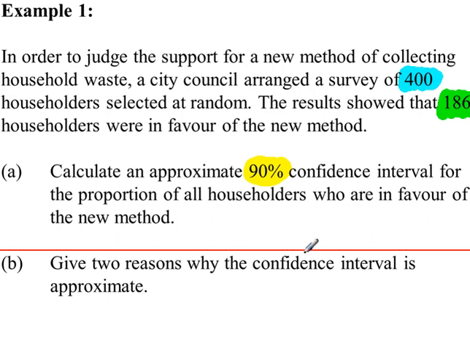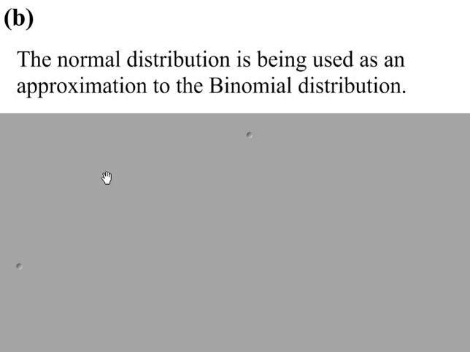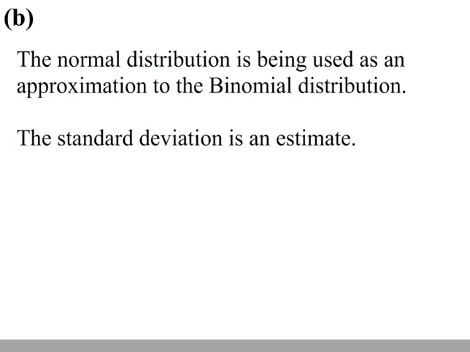Two reasons why the confidence interval that we just calculated is approximate. The first one, the normal distribution, is used as an approximation to the binomial. So we're not using the exact binomial distribution, so we have an approximate confidence interval. And secondly, the standard deviation used is an estimate.